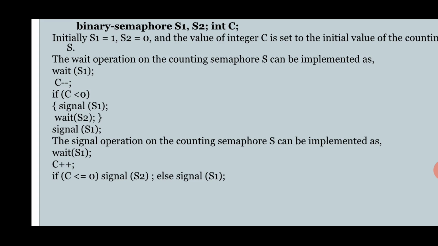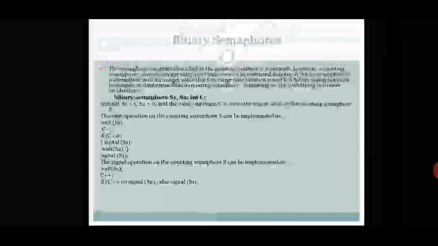The signal operation on the counting semaphore S can be implemented as wait of S1. Next, C++, you are just incrementing it. Then you check whether C is less than or equal to 0. If that is the case, then you go for signal of S2, else you go for signal of S1. Why? Because as this is a binary semaphore, the value can range from 0 to 1, not more than that or less than that. That is the reason why you check how exactly the values are ranging. So this is a small concept of binary semaphore, and this completes this particular concept.